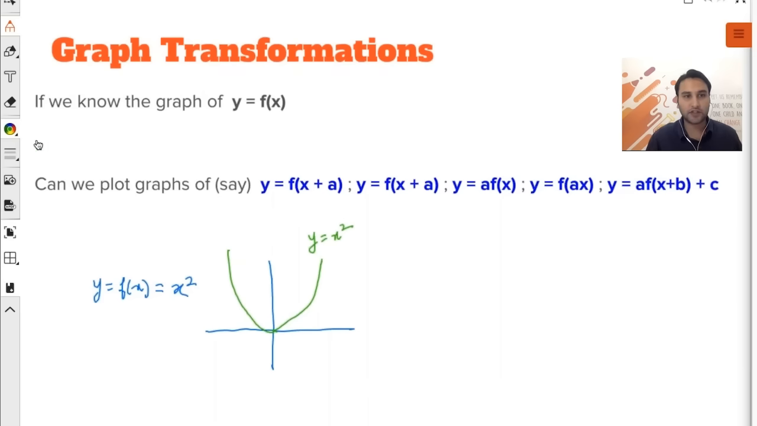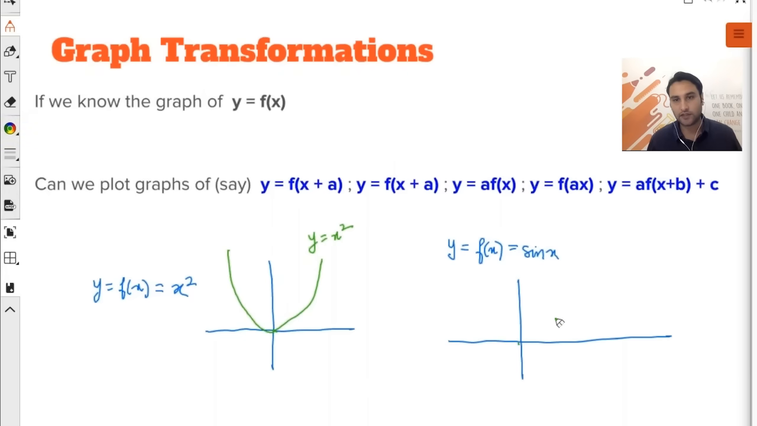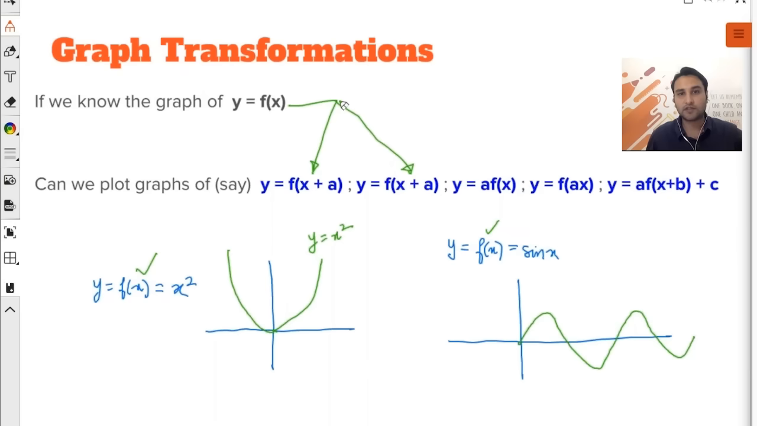The second function that I'll take is y is equal to f of x is equal to say sin x. And I think all of you know its graph as well. Now what I'm going to do on top of these. So you know the graph of sin x like this and keeps going, right? Now, if I know these two graphs, we will learn to then plot the graphs of these transformations. There are many such transformations. I'll take some of them.